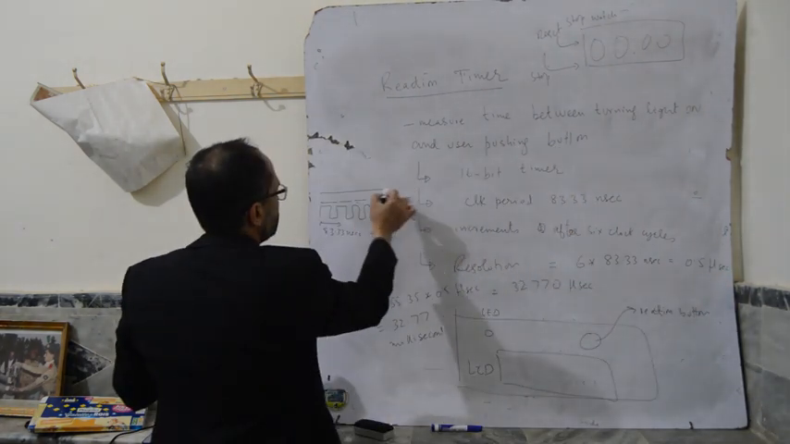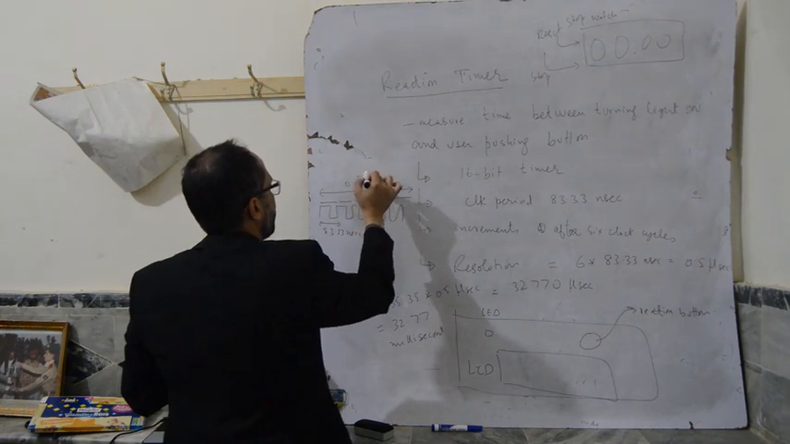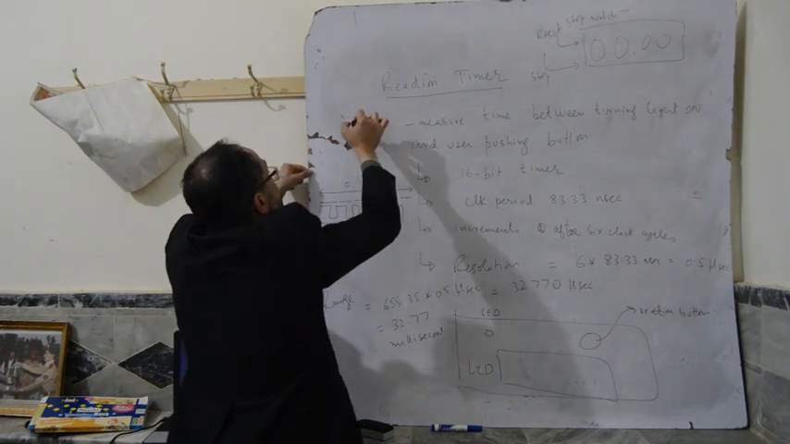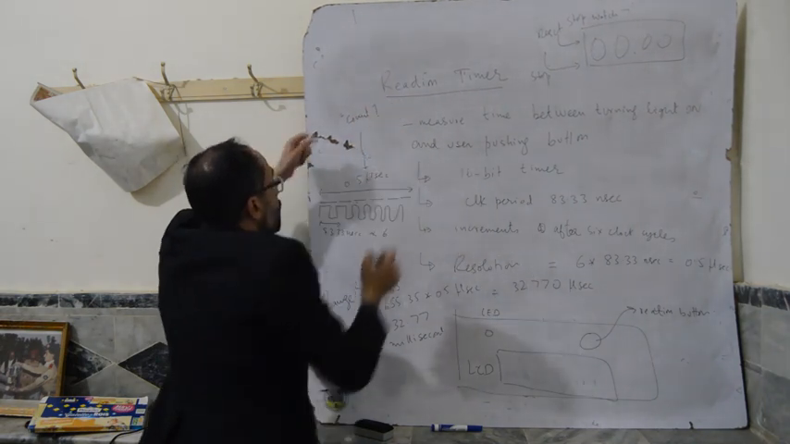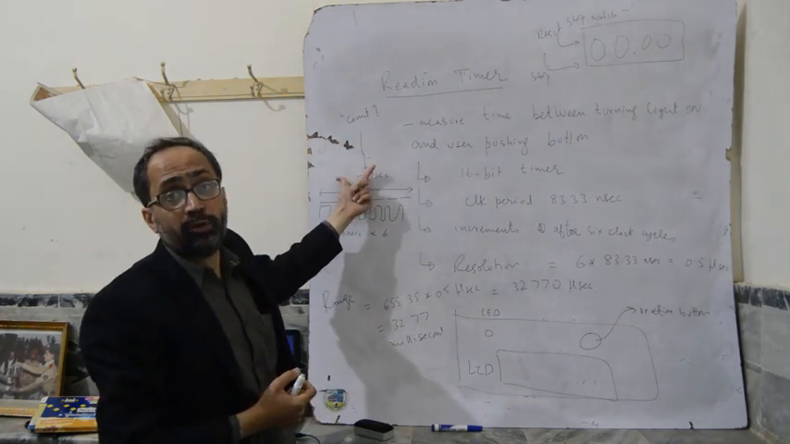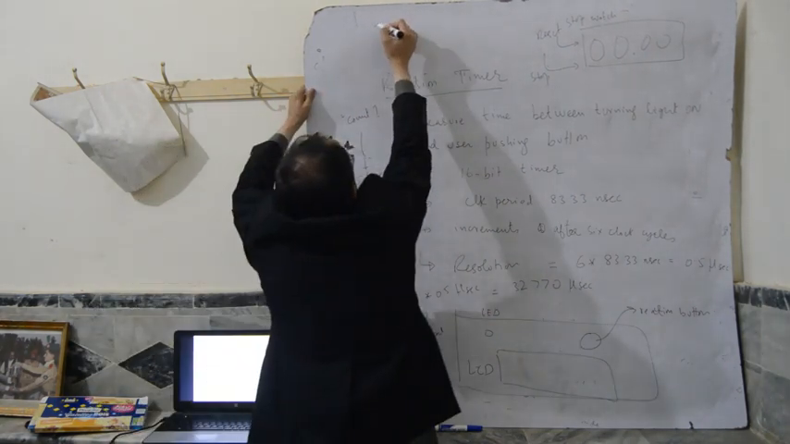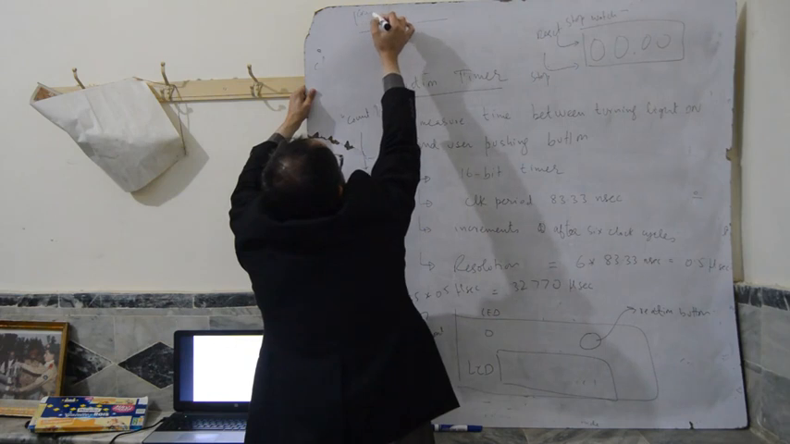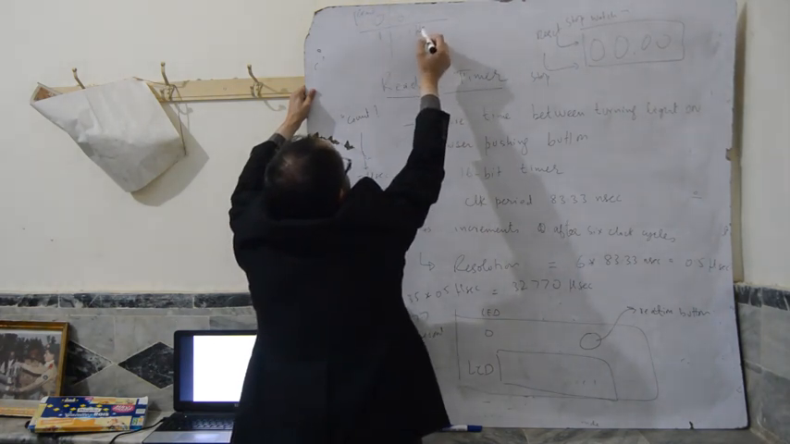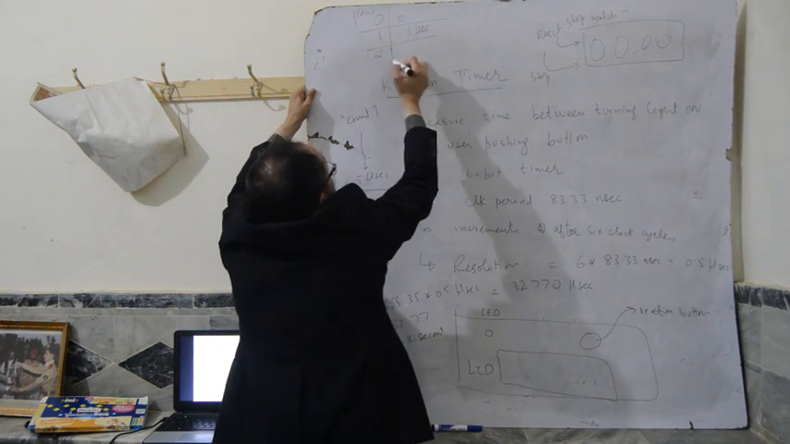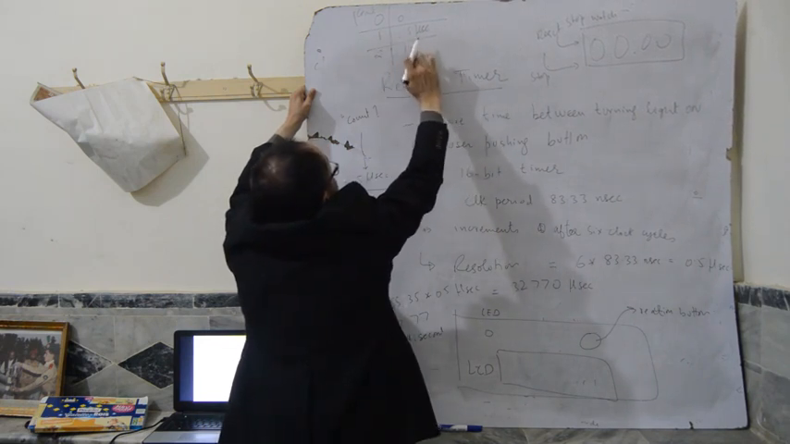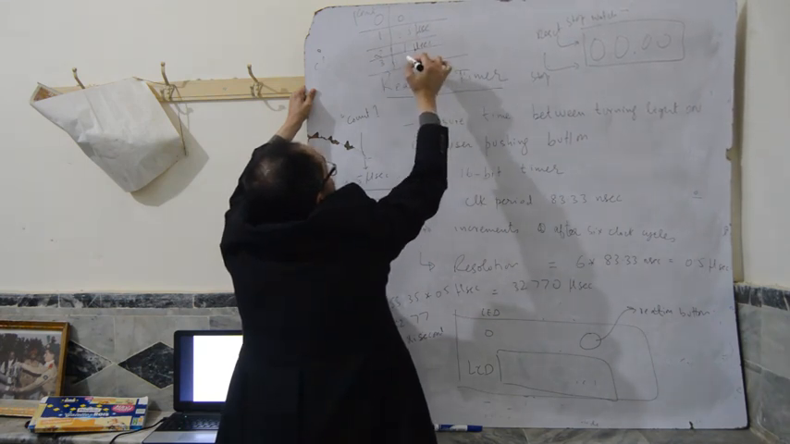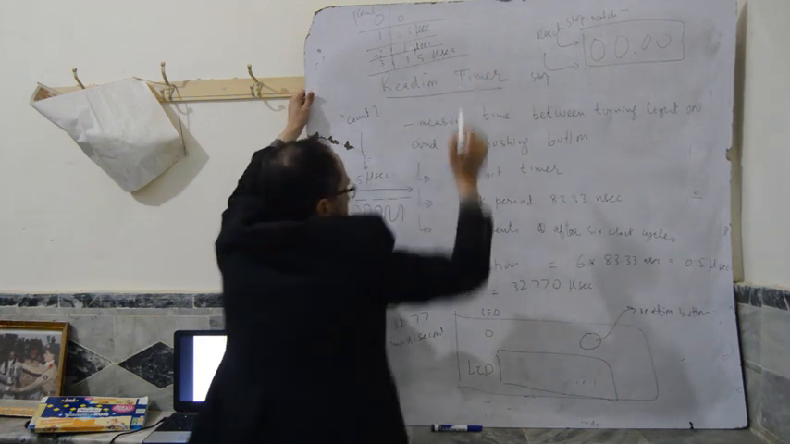So the resolution is now 0.5 microseconds. It means that one count will represent a resolution of 0.5 microseconds. So if the count is 0, the time duration will be 0. If the count is 1, the time will be 0.5 microseconds. If the count is 2, the time will be 1 microsecond. If the count is 3, the time duration will be 1.5 microseconds.